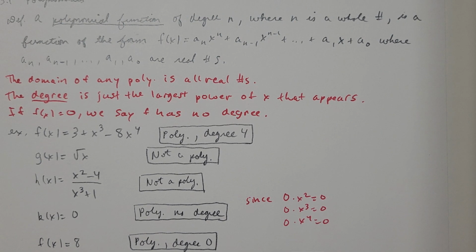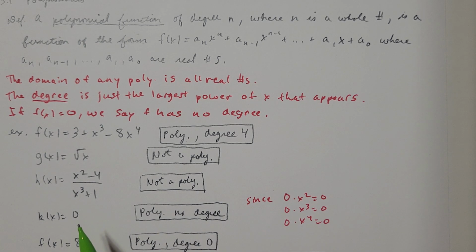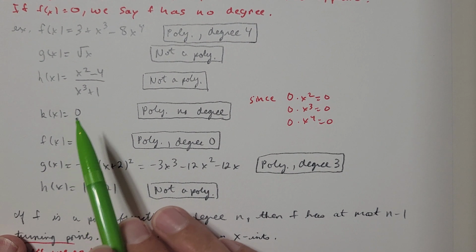Okay, let's try another example. So how about what if k of x equals 0?